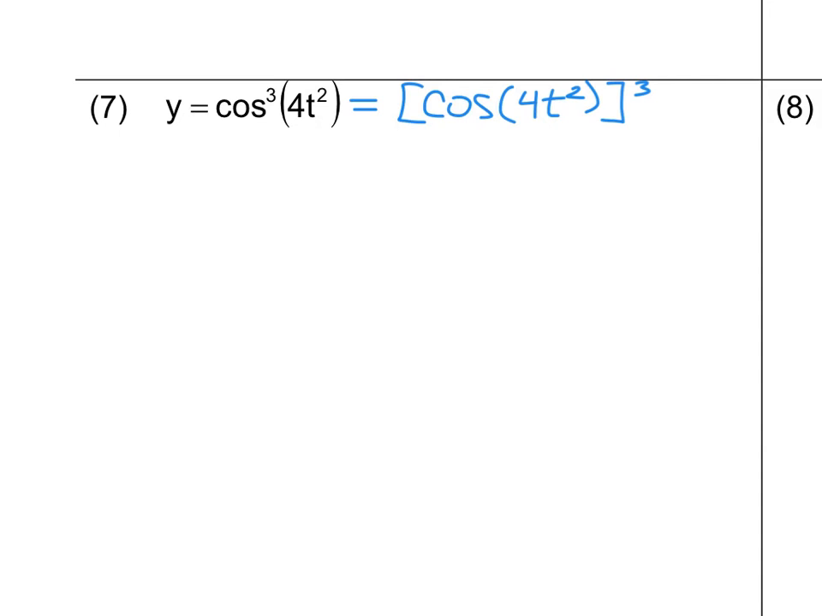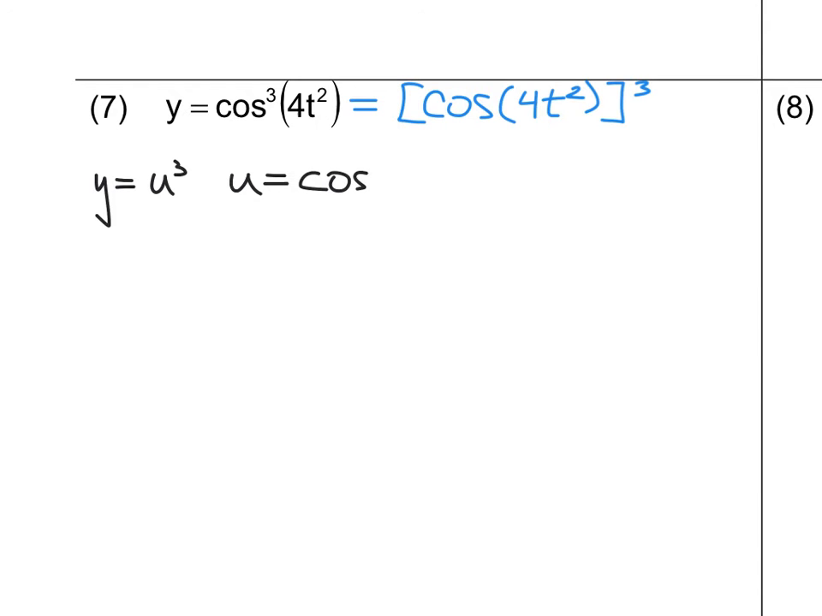So what I'm going to do is work outside in. If I could put this in its simplest form, the simplest parent function I'd be looking at is something raised to the third power, all right? So I'm going to write this as y equals u to the third power, where u is equal to the cosine. Well, that's the thing. Normally I would say cosine of 4t squared, but that's not a parent function.